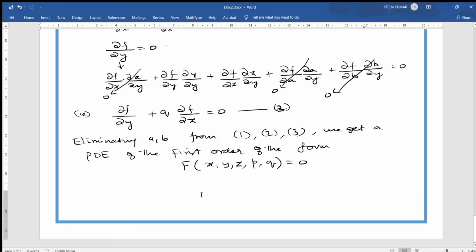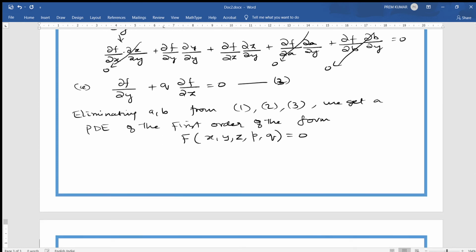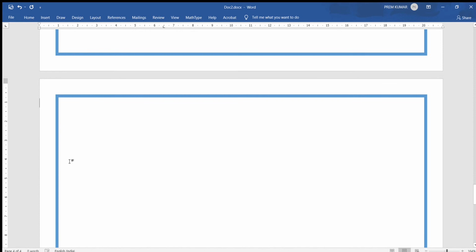This is the method. Now we will see the problems. Now we are going to deal with some problems.